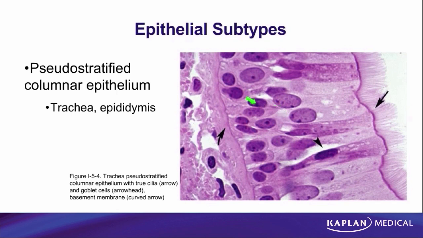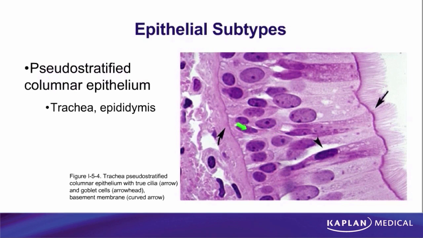All of these nuclei are in different cells, and every one of those cells reaches the basement membrane. So this cell is reaching the basement membrane. This cell is reaching the basement membrane. This cell has a cytoplasmic process that reaches the basement membrane. This cell reaches the basement membrane. So all of the cells reach the basement membrane, so it's not really stratified. In that sense, it's simple because they're all attached to the basement membrane. But it looks stratified, so we use this term pseudostratified columnar epithelium.